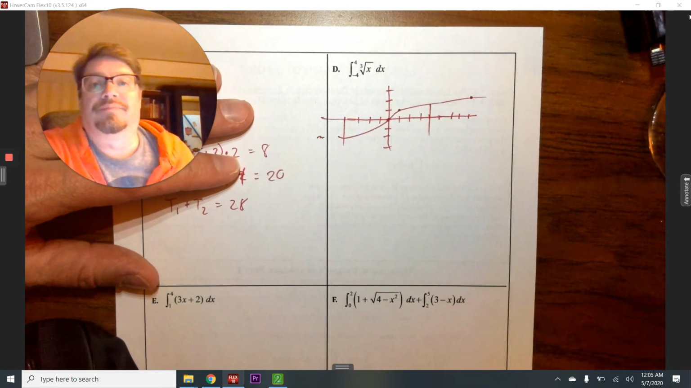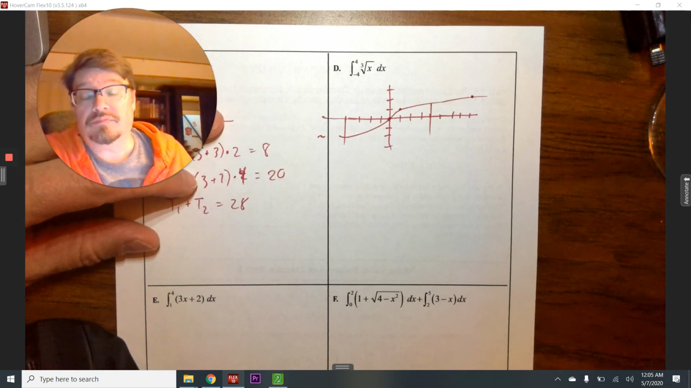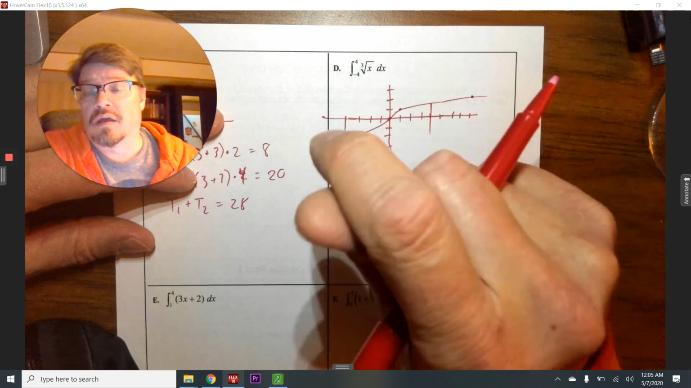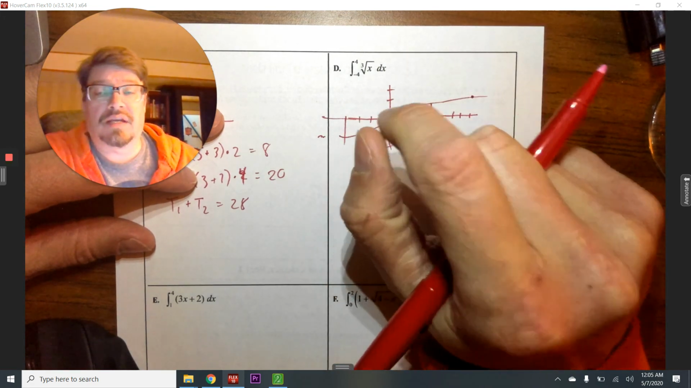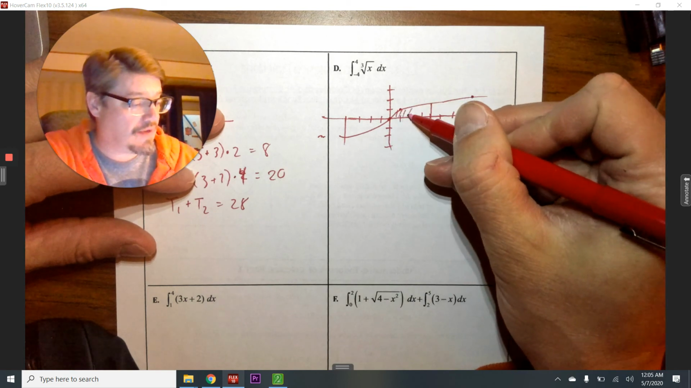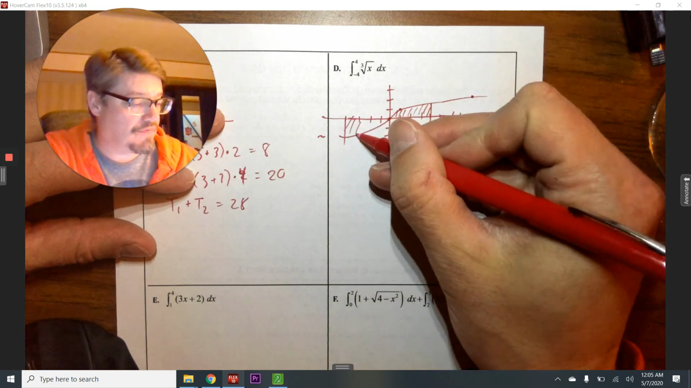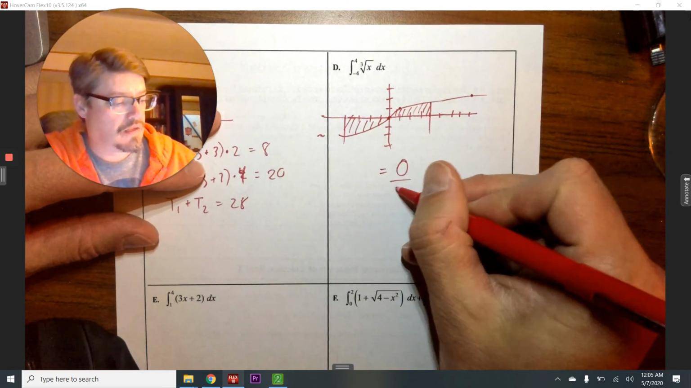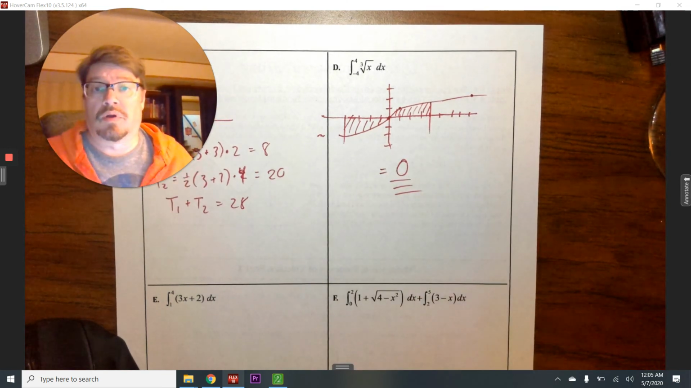What's the area? It's an odd function, because it's symmetric to the origin. So if I calculate the area on one side and the area on the other, since it's odd, the total is 0.